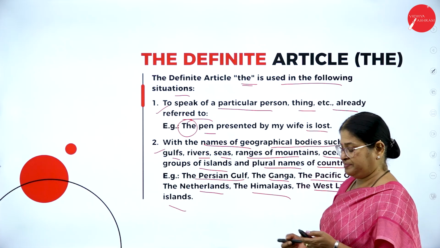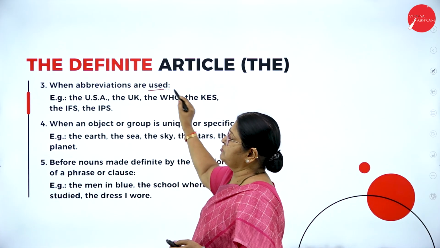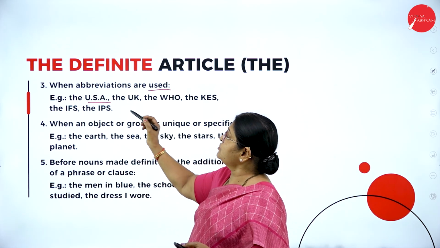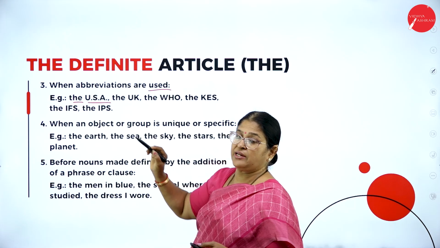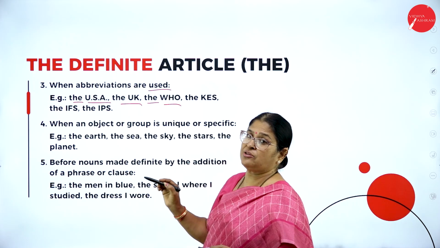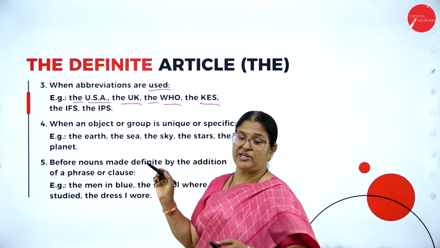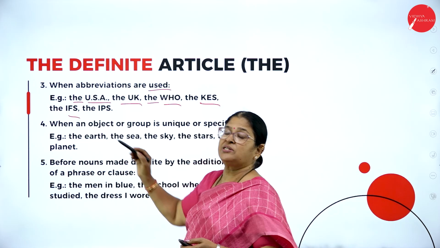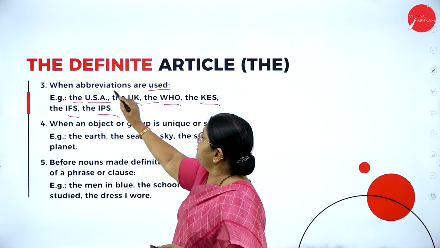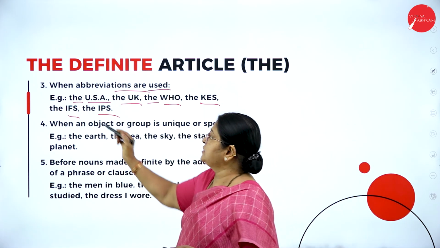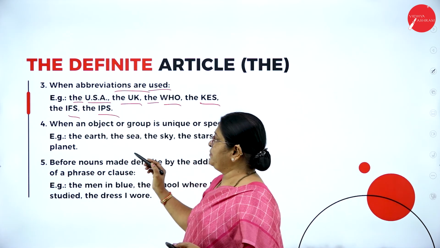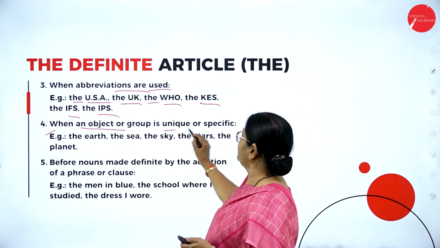definite article called the. Then when abbreviations are used, short forms, for example, the USA. USA is written like what? Abbreviations. So we use the. See here, the USA, the United States of America, the UK, the United Kingdom, the WHO, World Health Organization, the KES, Karnataka Educational Services, the IFS, that is the Indian Forest Services, the IPS, the Indian Police Services. So when abbreviations are used, we use the definite article called the: the USA, the UK, the WHO, the KES, the IFS and the IPS.